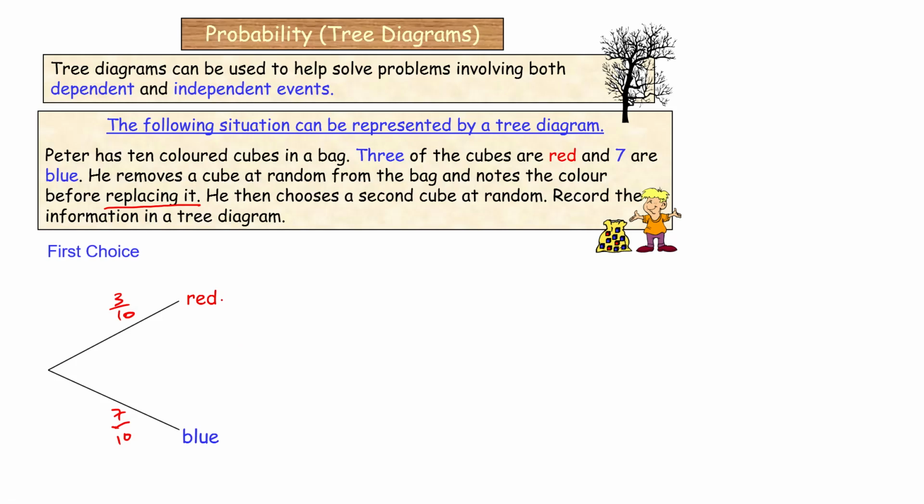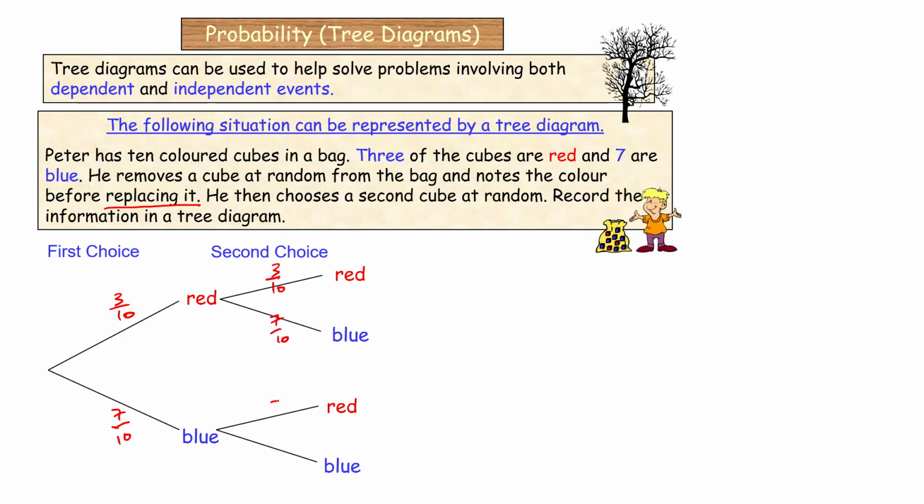If he selected a red in the first instance, he then goes on to select another cube. So it could be red and it could be blue again. And after he selected a blue cube and replaced it, it could be a red or a blue cube again. Probabilities are the same because he's replaced the cube, so he's still selecting out of 10. Probability of red is 3 out of 10, and blue is 7 out of 10. And this is how we label our tree diagram. So that's our tree diagram completed.